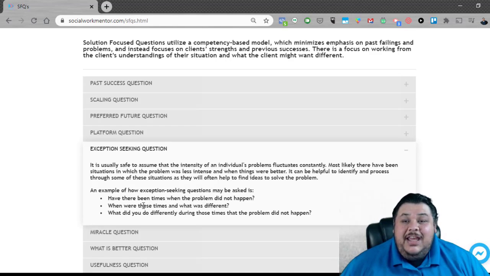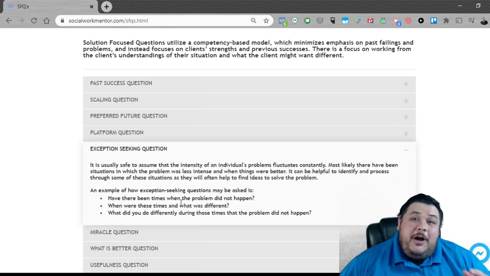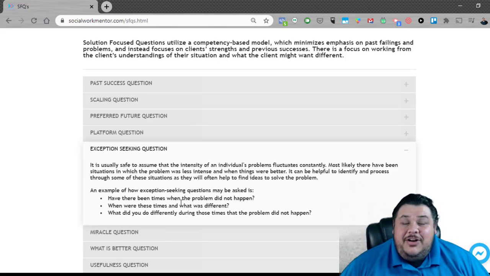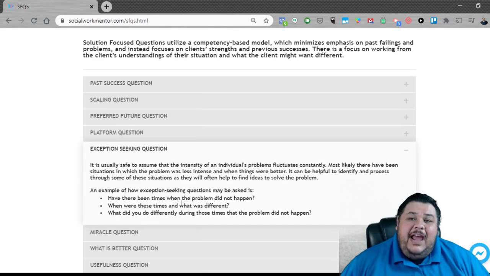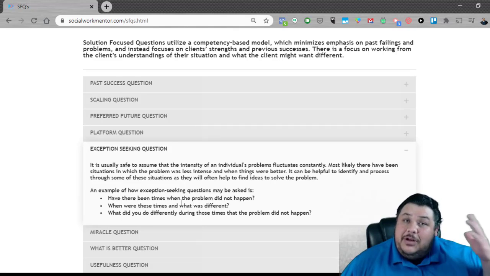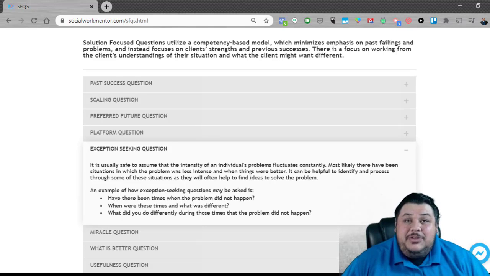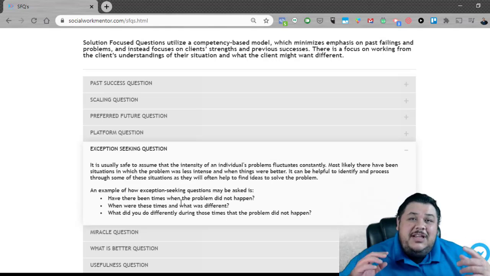So a question like, have there been times when the problem didn't happen? Maybe they're having problems engaging with their son or daughter, and they're really frustrated about that. The question of, have there been times when the problem didn't happen, will get them to connect with whether there were times in the past that they actually were able to engage with their child. So that's the intent of that first part of the question, to have them connect with a time when that particular challenge was not there for them.